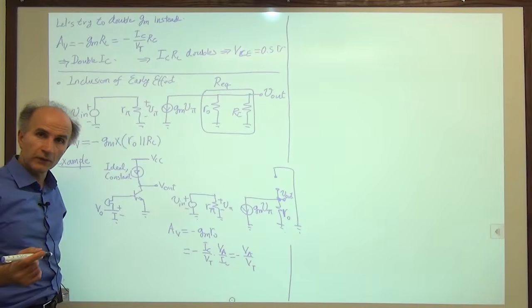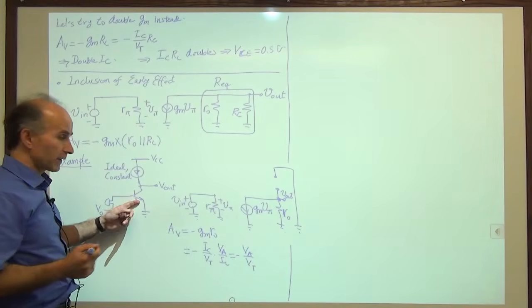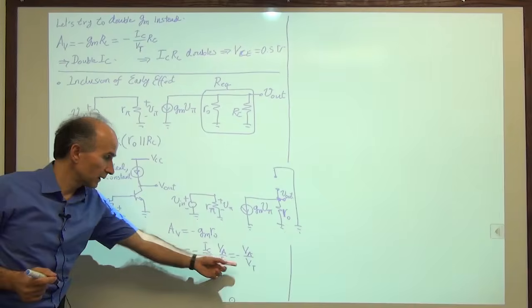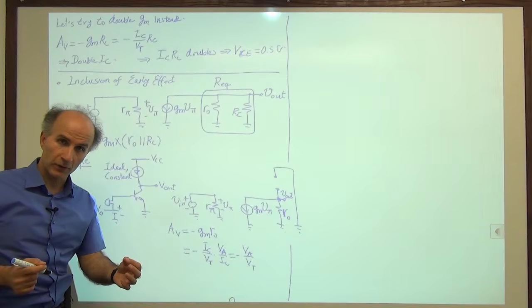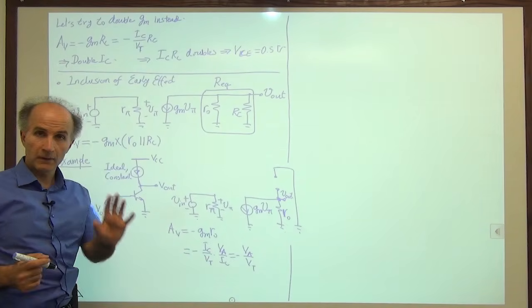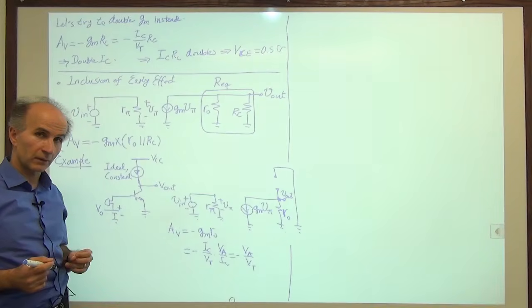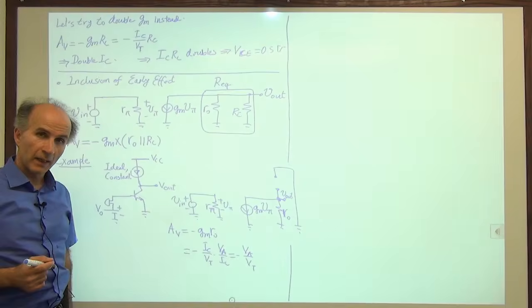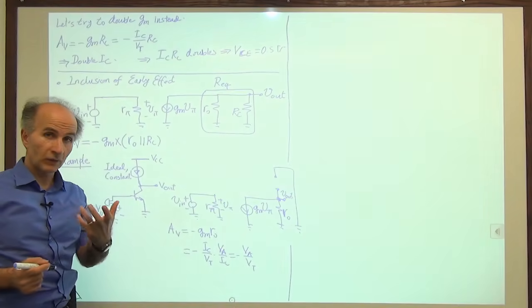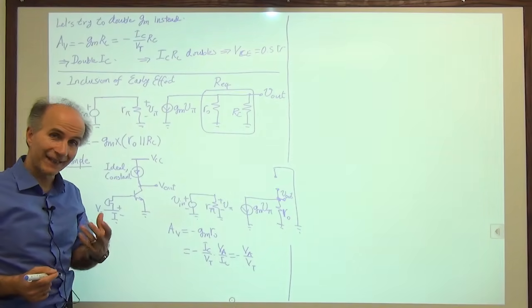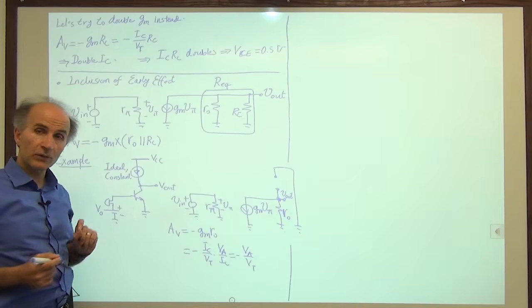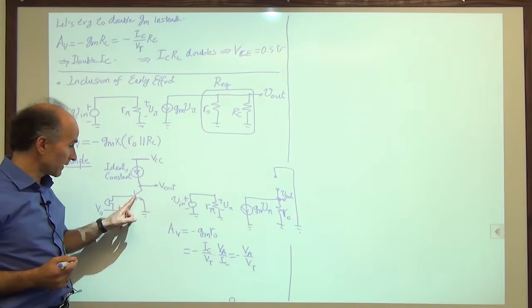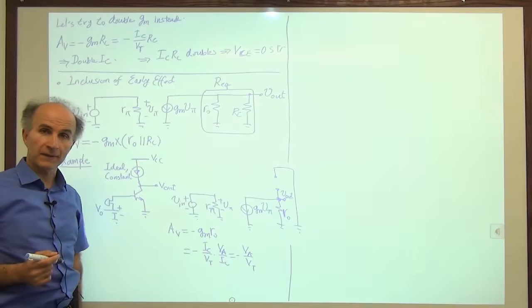VA is the early voltage, a property of this transistor when you buy it. VT is 26 millivolts at room temperature. This ratio is given for a given transistor. It's independent of the bias current. So that represents a fundamental limit as to how much gain one transistor can provide. One transistor cannot provide more gain than this.